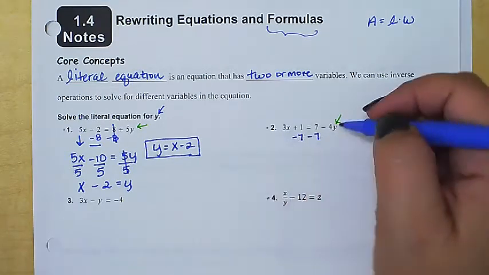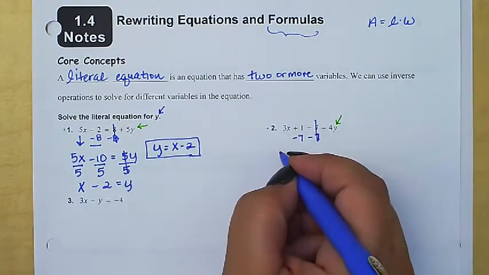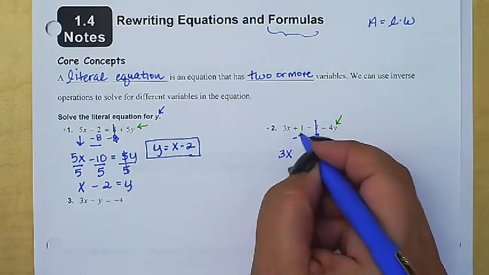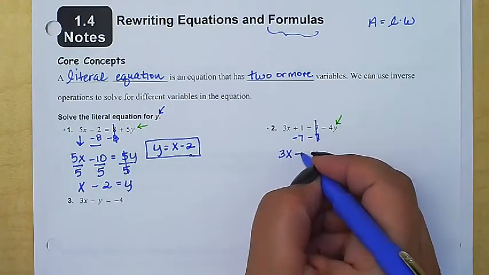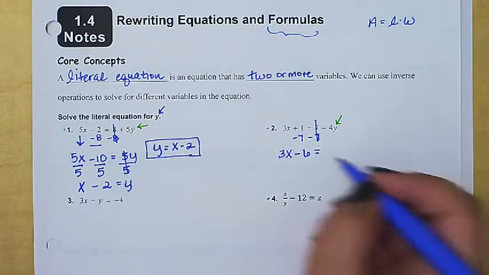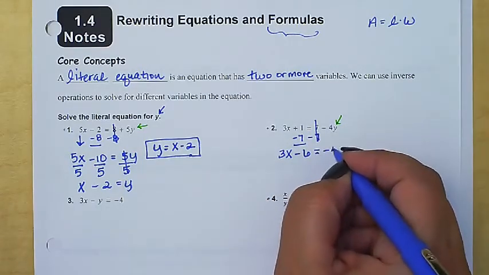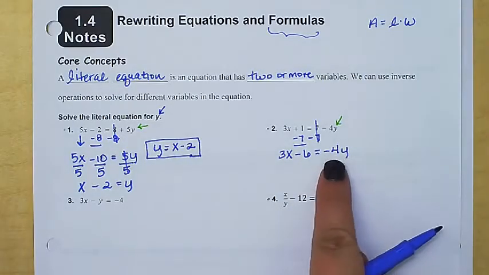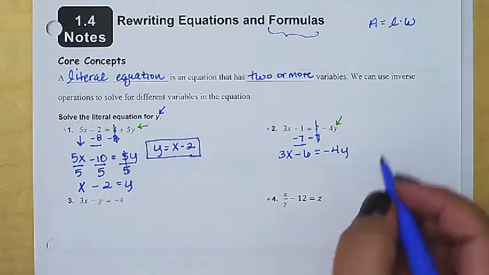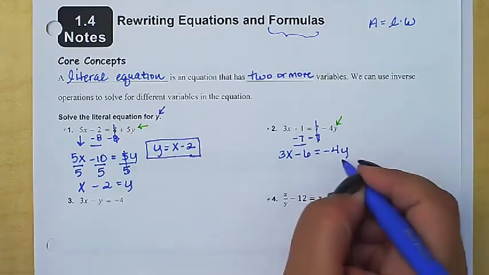So that I'll align with my like terms. Now we've got 3x, and then +1 and a -7 is a -6. Since those are numbers, I can combine them. And then here I have a -4y now. That's multiplication, so to undo that, we'll divide. And of course, again, we'll divide by everything.